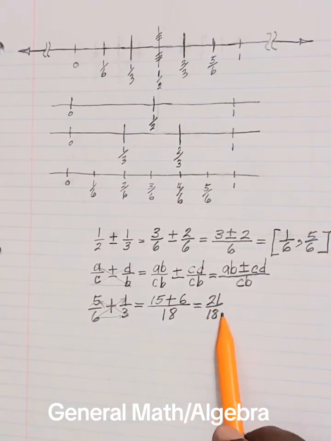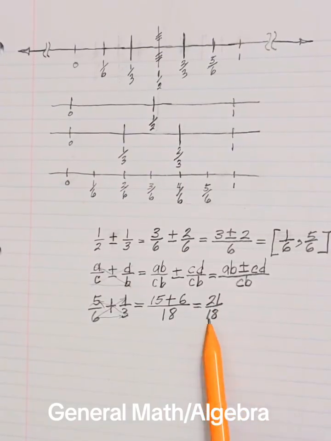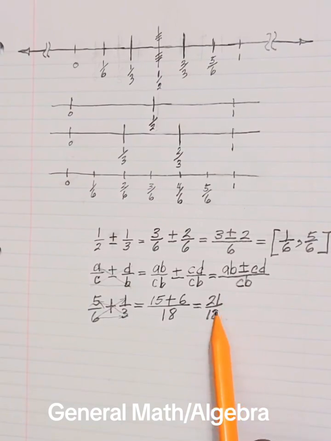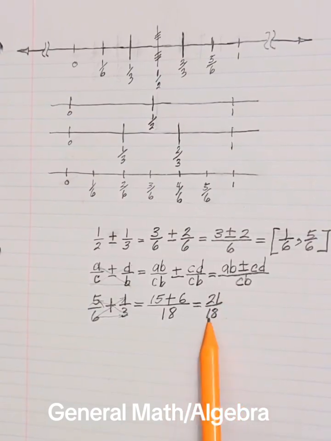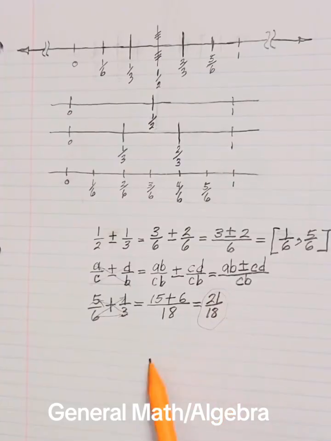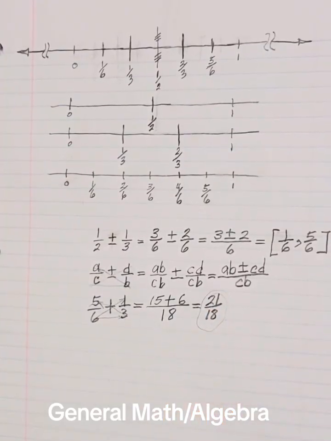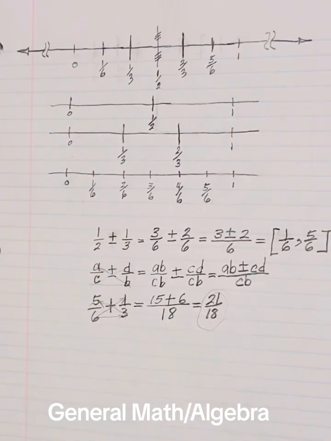If you need to reduce this, I'm going to let you think about it, because I asked you to remember your primes. Can this be reduced? Can this be reduced to less than 21 over 18? I'll leave that to you to think about. And that's it for right now.